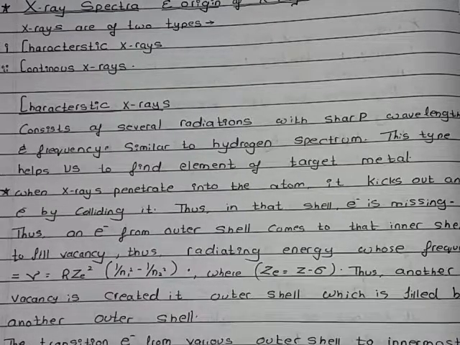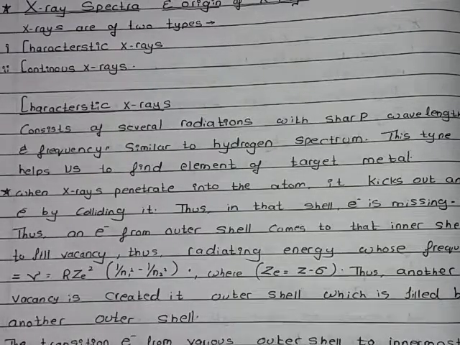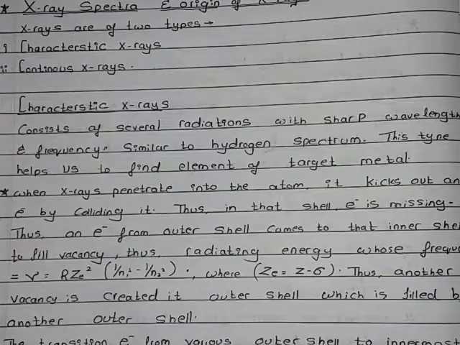That is RZ squared into 1 upon n1 squared minus 1 upon n2 squared, where Z is equal to Z minus sigma. It's a totally different topic. It's a shielding constant. I'll tell you afterwards. Thus, it should not be remembered.